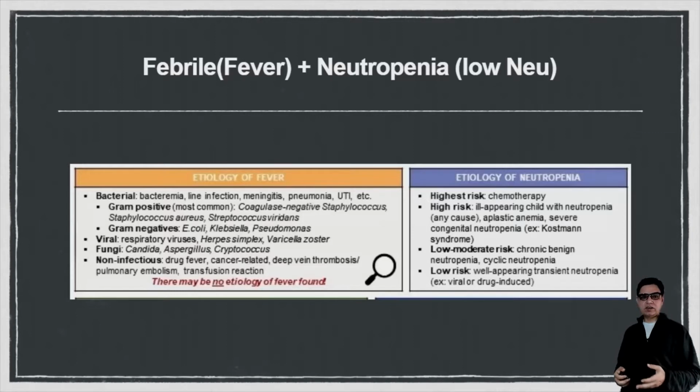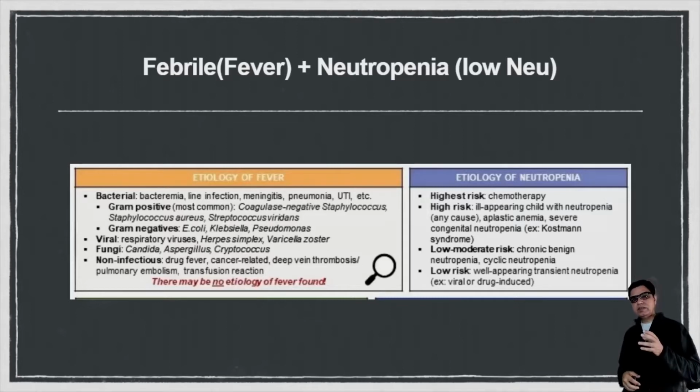It can be cancer-related if the child is suffering from some form of cancer. It can be caused by DVT. It can be caused by pulmonary embolism. It can be caused by autoimmune conditions. And sometimes we might not find any etiology for fever even after extensive workup.